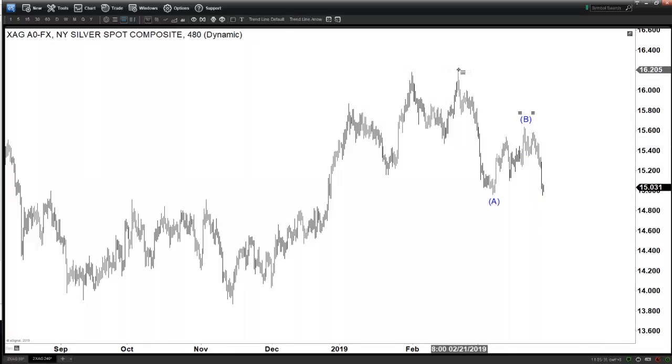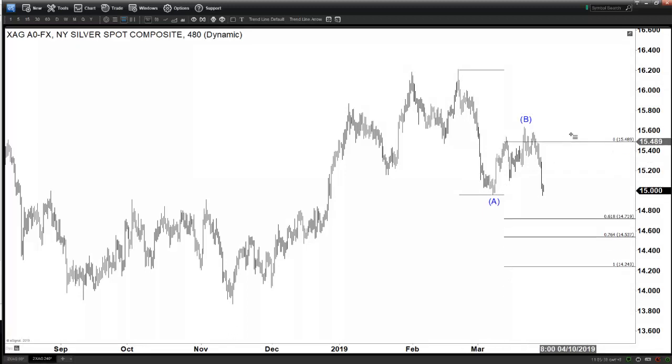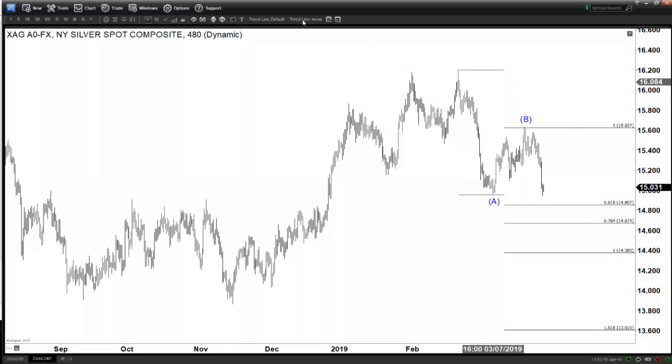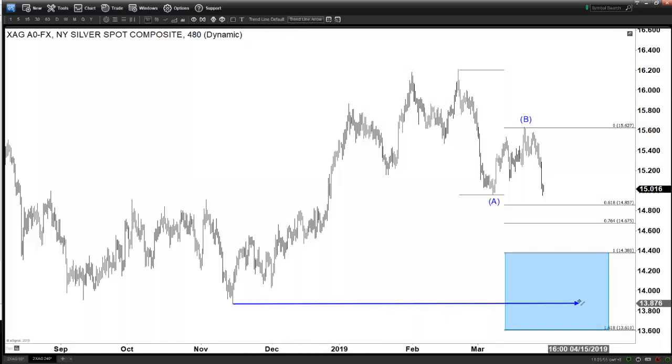So if you measure the 100% of this AB, it technically can reach as low as this area, 14.4. And remember, last year's low was at 13.8, right? So if it goes to a full 100%, it can go to this area over here. It can retest this low again in silver.